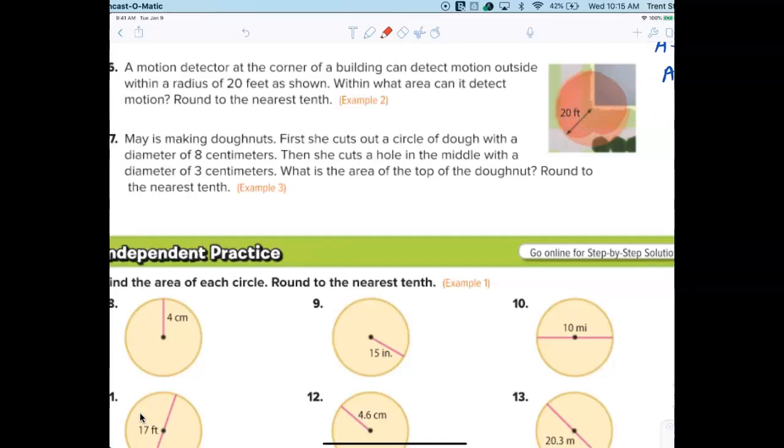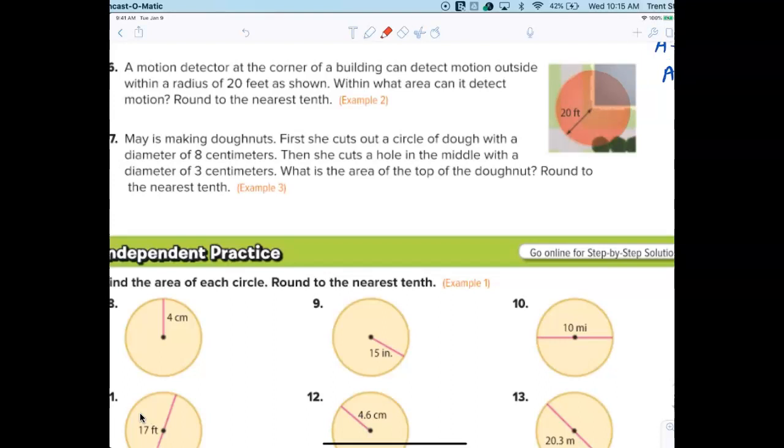The problem is, are we supposed to have all of it? Within what area? So how much can the motion detector detect?